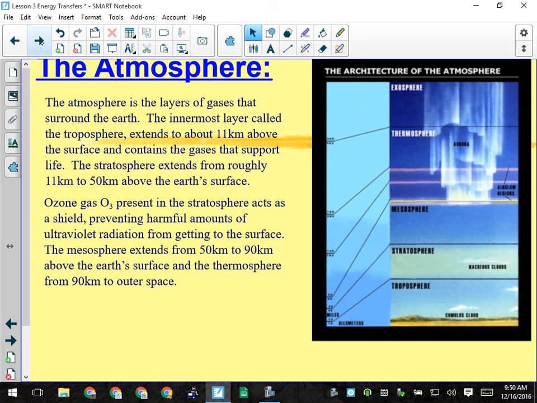But a lot of those long waves reflect off of the greenhouse gases, and they come back down. They keep the Earth warm. So it's important to have that. Obviously, we don't want it to increase too much because that could lead to global warming and things like that. But a bit of greenhouse effect is necessary. Too much is a bad thing.